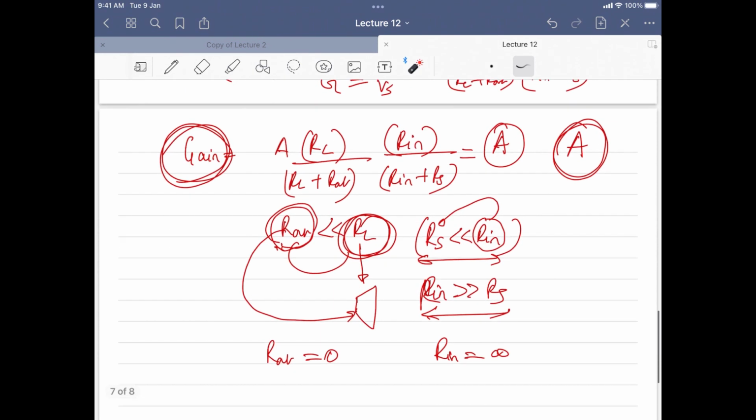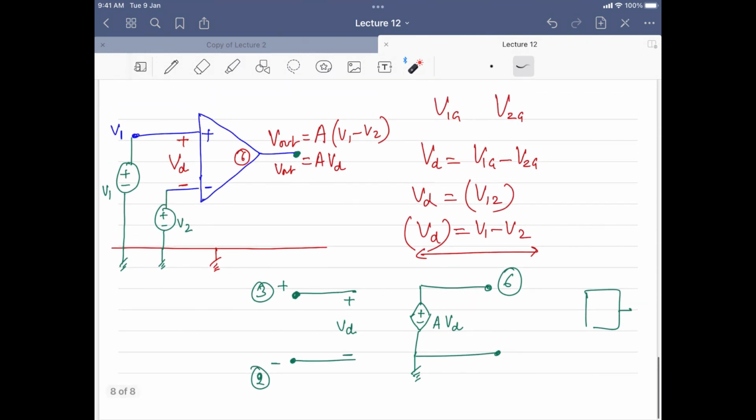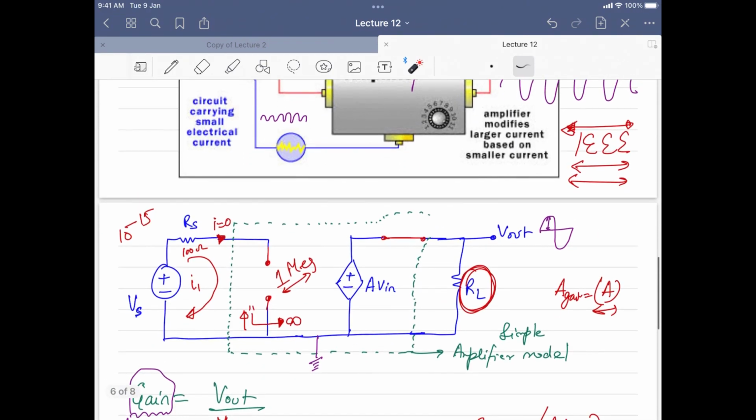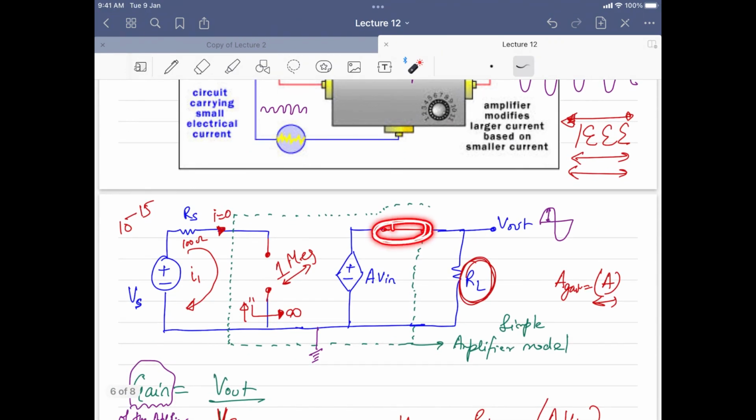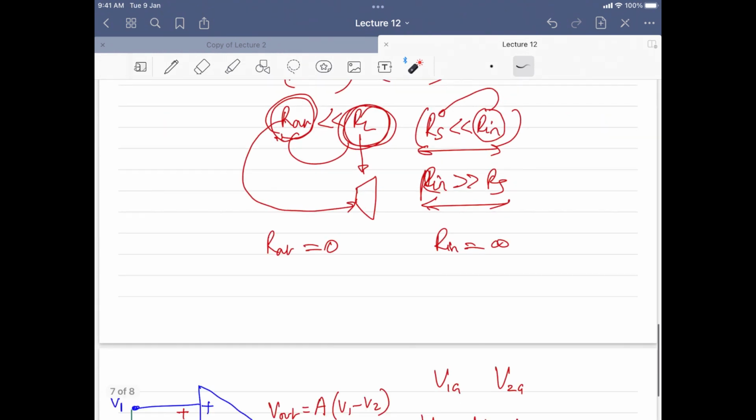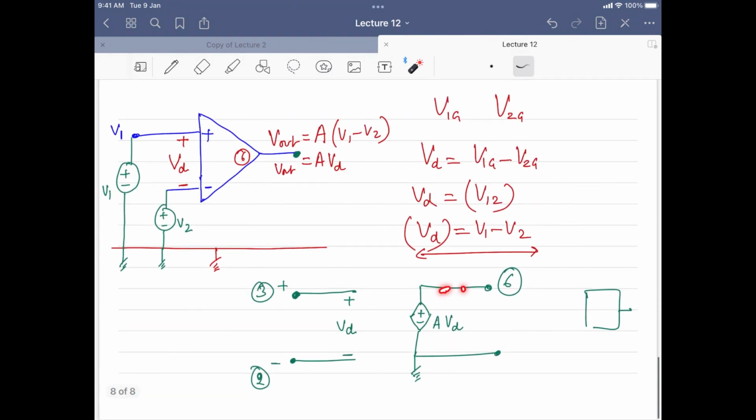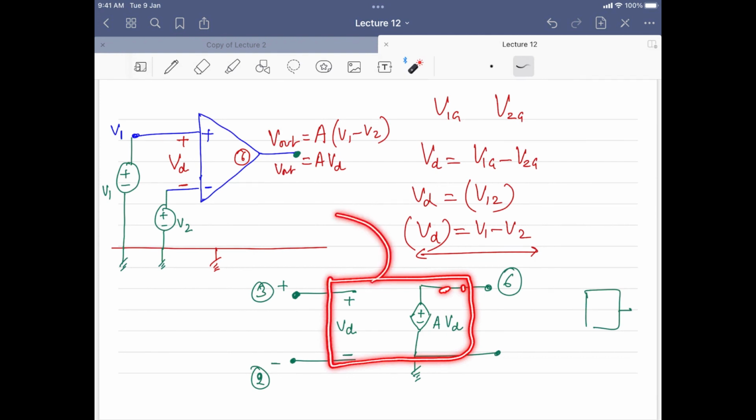And another important thing is I never kept any resistance here, because we saw that this is actually short. That's why we are not keeping it here. So this is basically a very simple model for the operational amplifier, a very simplistic model actually. Any questions on this?